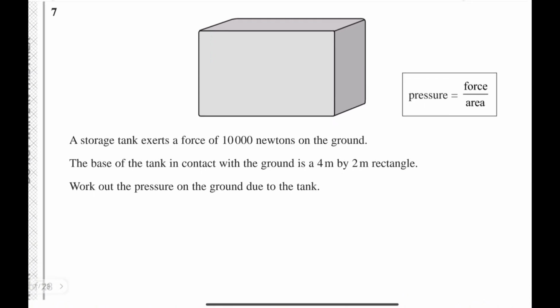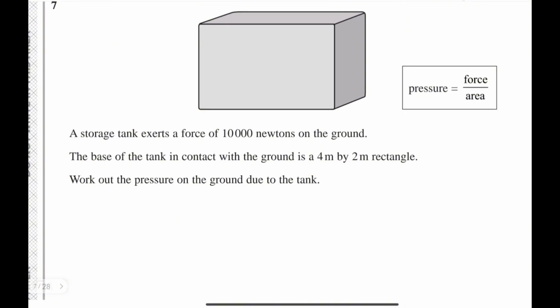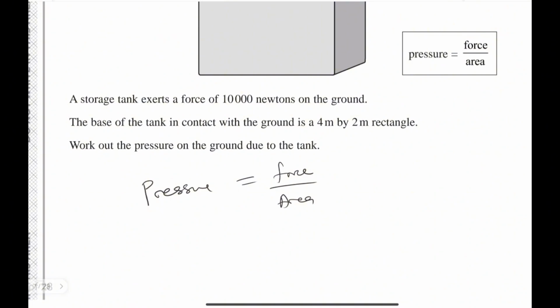Question 7. A storage tank exerts a force of 10,000 newtons on the ground. The base of the tank in contact with the ground is a 4 meter by 2 meter rectangle. Work out the pressure of the ground due to the tank. As we can see, the formula for pressure is equals to force over area. Right? Now, what is the force? The force is 10,000. The area of a rectangle is length times width, so that will be 4 times 2, which is equals to 8.